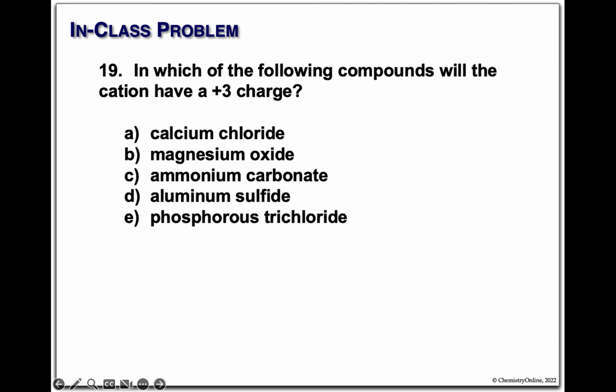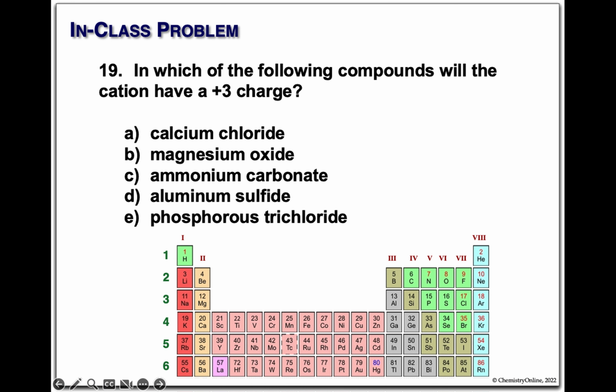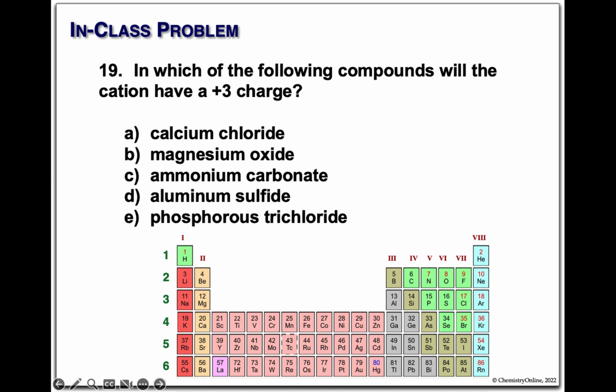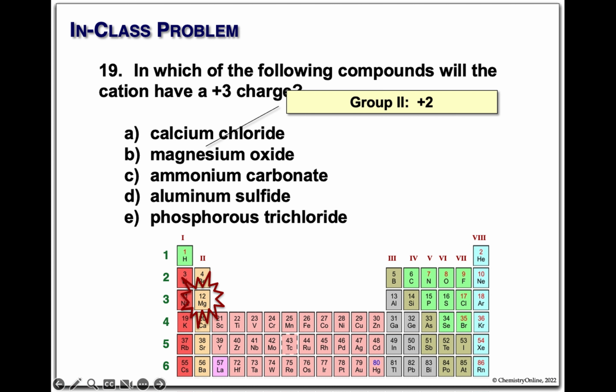All right, which of these guys will the cation have a +3 charge? Well, we can do that. Calcium. Calcium is a group 2 metal. Because it's group 2, it will have a +2 charge. Magnesium oxide. Magnesium, by the words, there it is. It's also a group 2 metal. It's +2.